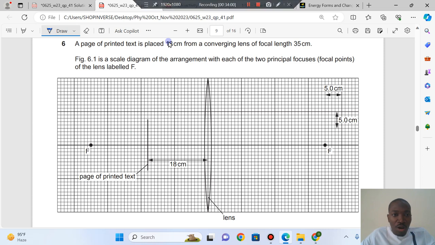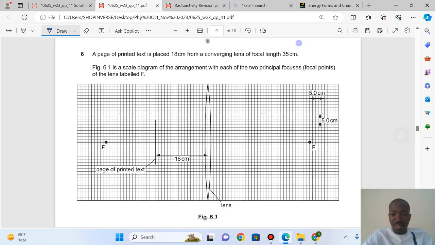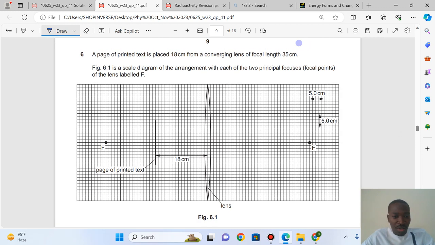A page of printed text is placed 18 centimeters from a converging lens of focal length 35 centimeters. Figure 6.1 is a scale diagram of the arrangement with each of the two principal focuses. This is a focal point. This is a focal point. This is the lens.